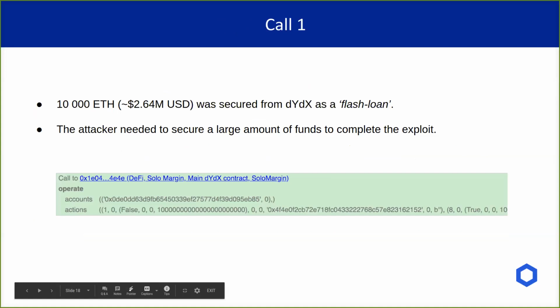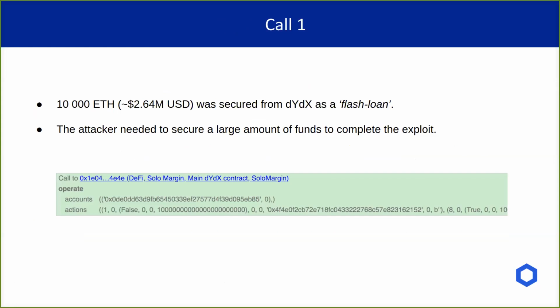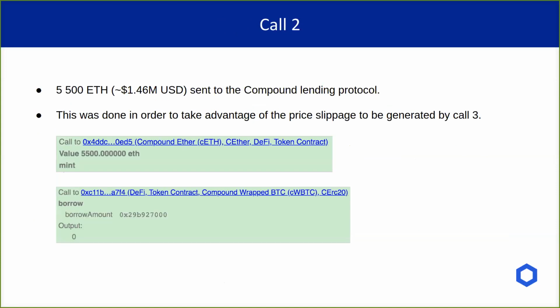Okay, so call 1. The attacker, like I said, borrows 10,000 ETH. We're not going to analyze this too deeply. Suffice it to say that the purpose is to have enough ETH to pull off this whole attack. The attacker then converts, like I said, 5,500 ETH to 112 wrapped Bitcoin. Again, the idea here is to leverage a large amount of price slippage later on during the attack. So this is basically just to secure a position in wrapped Bitcoin.